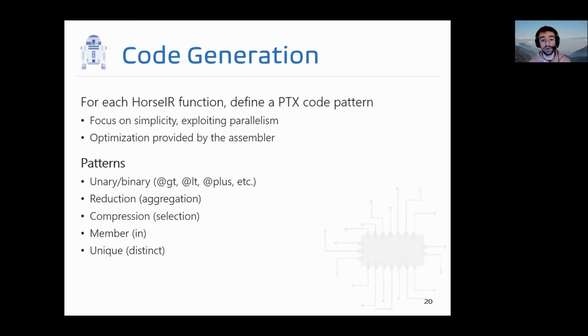Once we're given our kernels, we want to generate the code. So for each horsepower function, we define an efficient PTX code generation pattern where we really focus on simplicity. So the idea being that we want to exploit parallelism and not do extensive optimization. The optimization can be provided by NVIDIA's assembler using their more detailed knowledge. And so we define patterns for unary and binary functions, so greater than, less than, plus, etc. We also have for reductions or aggregations in SQL stock. We have compression, same as selection, member, which can determine if an element is in another array, and we can also determine the unique or distinct elements.